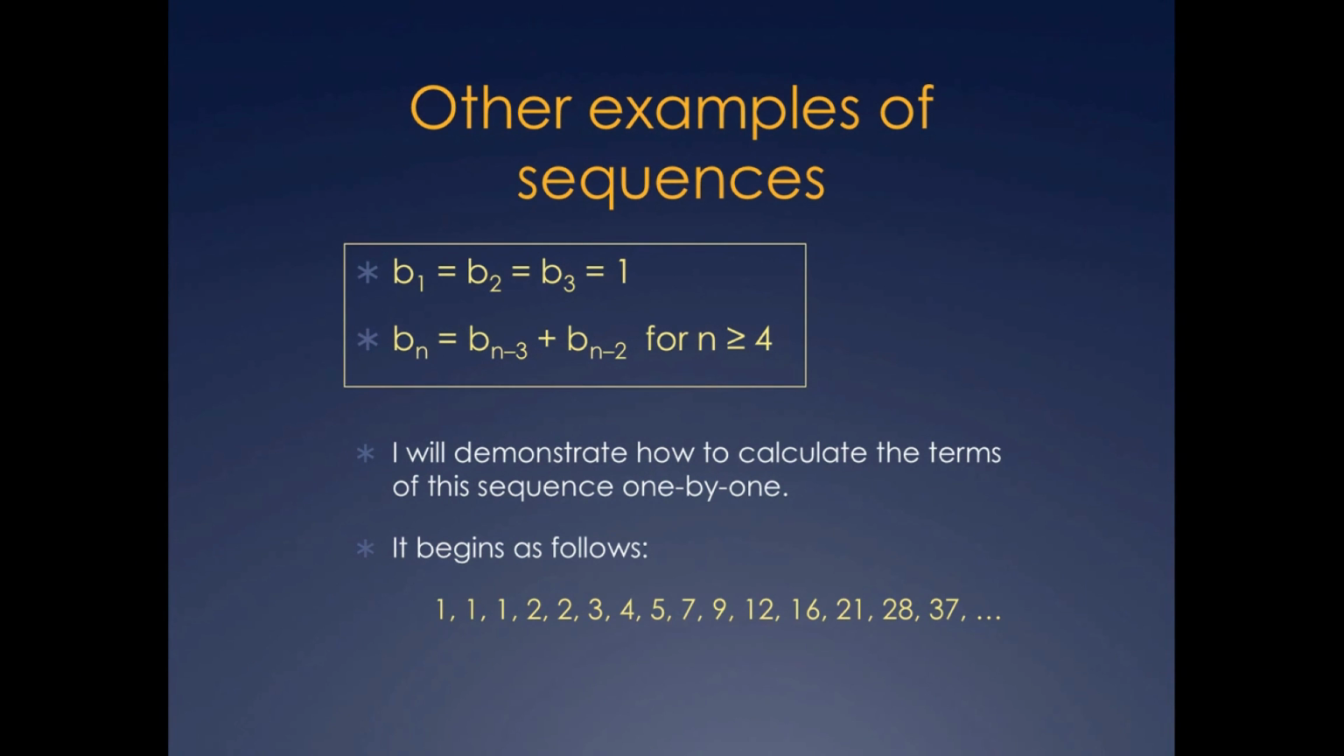You can't use that formula when n is 1, 2, or 3. You can start using it when n is 4. That is to say, to calculate the fourth term of the sequence. And I'm going to demonstrate how I do this calculation. I'm going to go away from the slides for a moment.